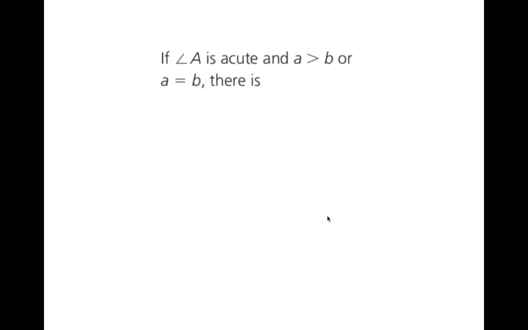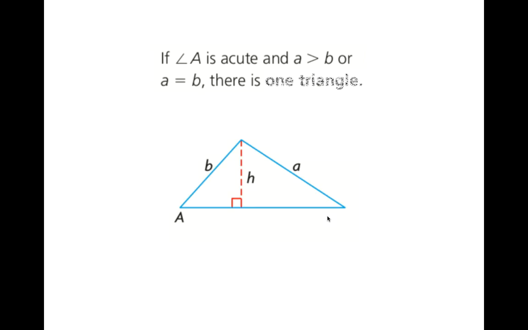If A is acute and A is greater than the height, sorry, I said that wrong. So if A is exactly equal to, wait now, oh no, sorry, read what you have, Mrs. Darash. If A is acute and the side A is actually greater than the side B or equal to it, there is one triangle.